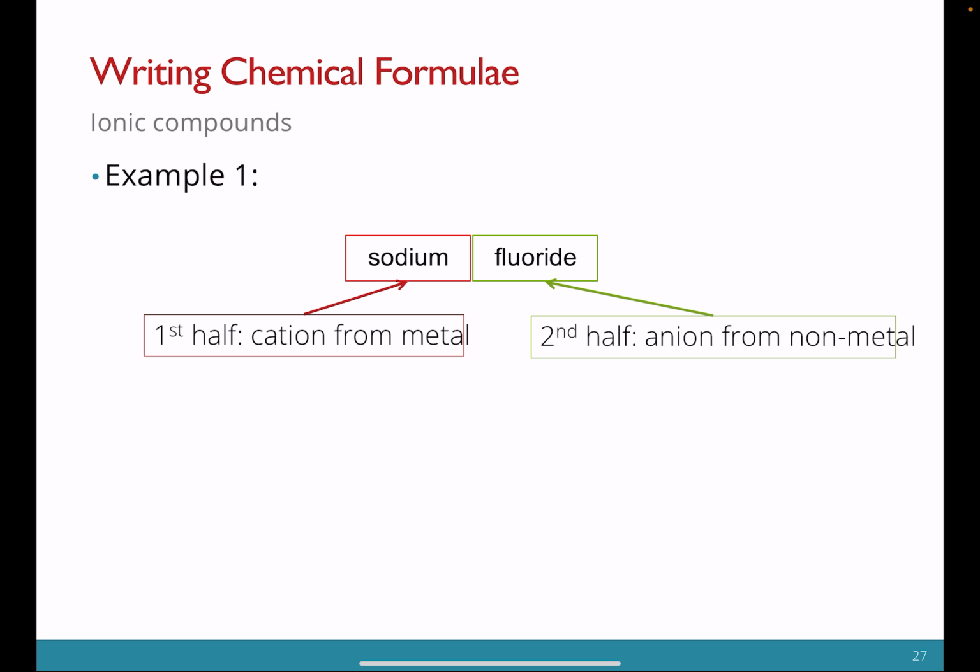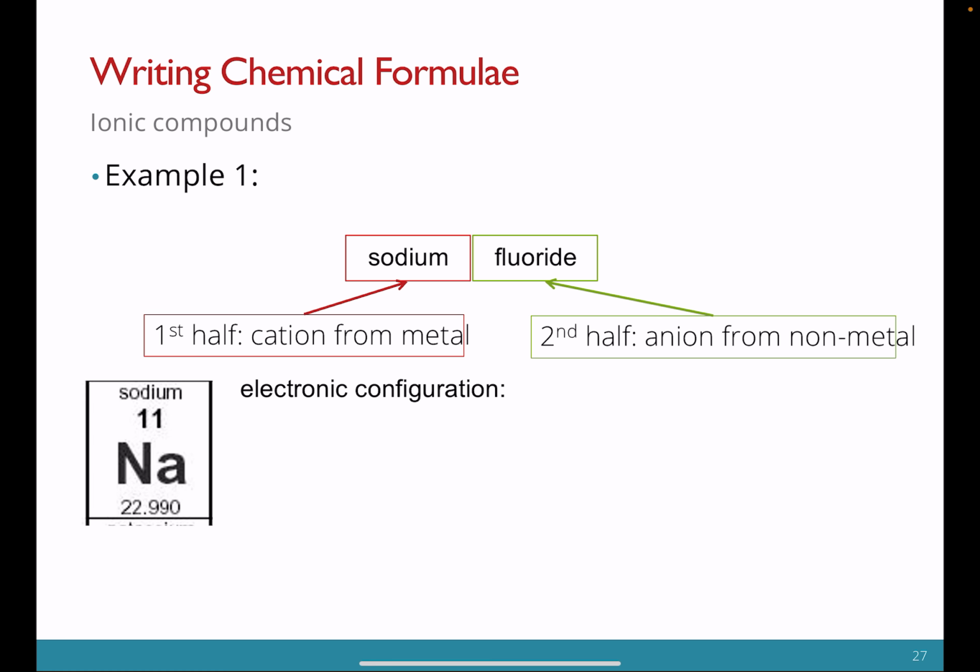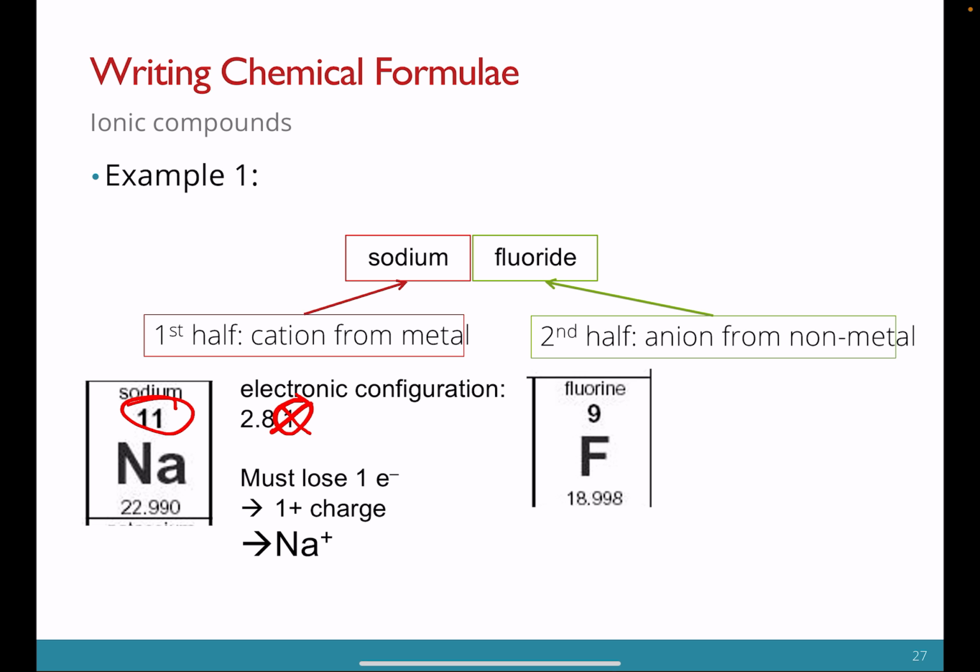First, let us check the type of bonding. We see that sodium lies on the left-hand side of the periodic table and fluorine on the right-hand side. Hence, from a metal and non-metal, we know that this is an ionic compound. Looking at sodium, we can tell that the electronic configuration is 2.8.1 based on the proton number. So, this tells me that it has one valence electron and hence it must lose one electron to attain stable noble gas configuration. By losing one negatively charged electron, it will have a positive charge. Hence, the formula of this ion is Na+.